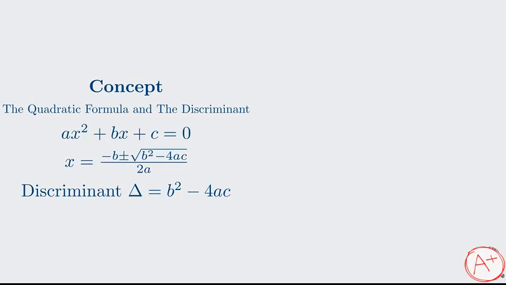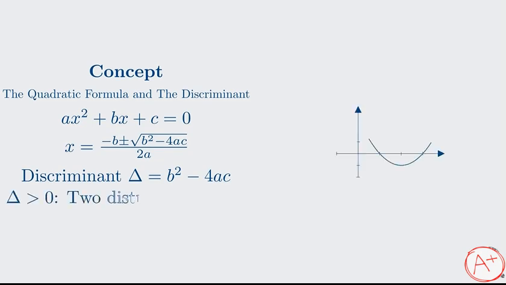The value of the discriminant determines the nature of the roots without us having to solve the entire equation. This is a very common topic in Paper 1. If the discriminant is positive, the square root yields a real number, giving us two different solutions. Graphically, the curve crosses the x-axis twice.